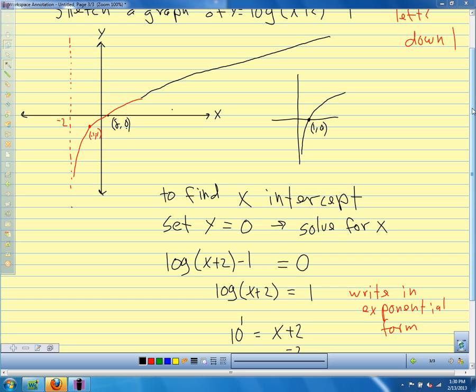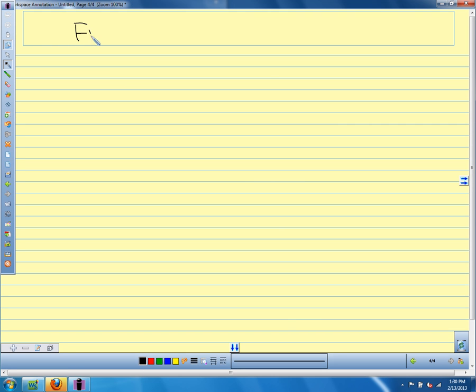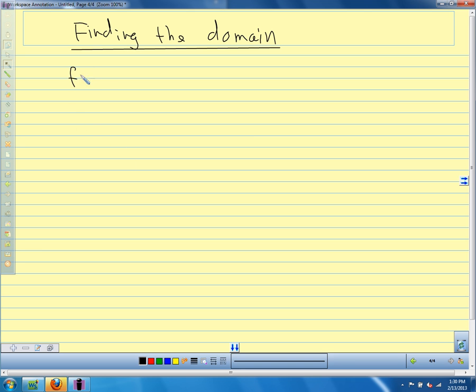All right, one last thing. One last thing for today, and then we're done. Finding the domain. Finding the domain is not a difficult problem. Just finding the domain of a logarithmic function. So let's say we have f of x equals the natural log of x plus 3.